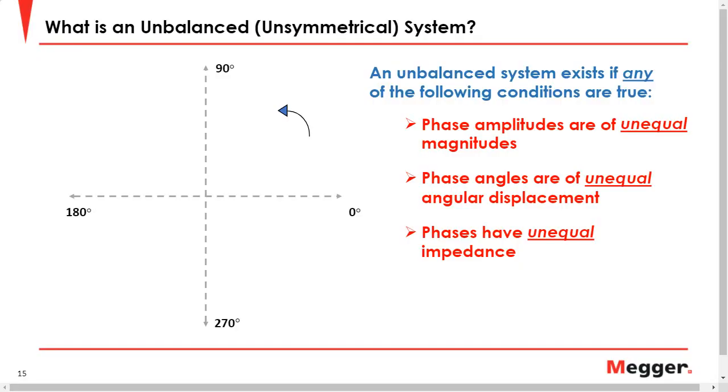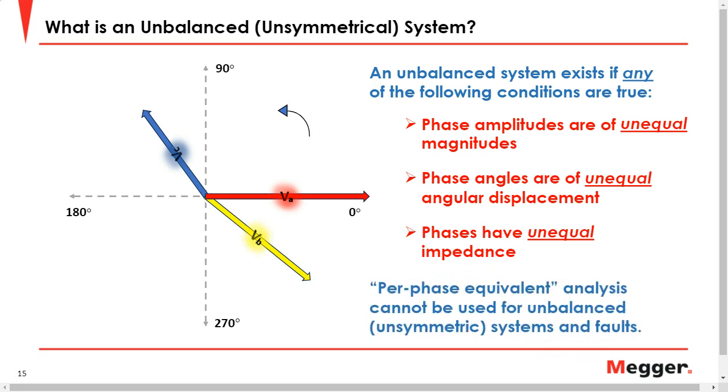And there's a phasor representation of this. We see that if we assume our VA to be 1 per unit, and we look at VB, VB is probably about 0.9 per unit. VC is probably around 0.8 per unit. But this satisfies the conditions for an unbalanced or unsymmetrical system. And because of that, a per phase equivalent analysis cannot be used for this condition.